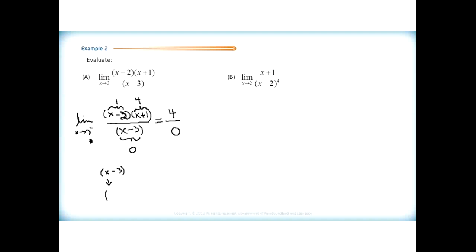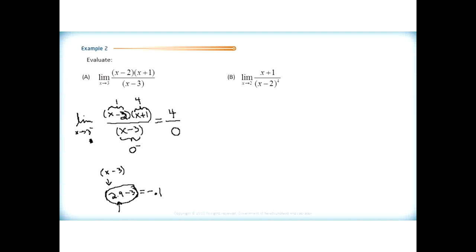So let's say, for example, 2.9 minus 3. That's going to give us a value of negative 0.1. And if I use 2.99, I'll get negative 0.01. But the moral of the story is, as we approach from the left, the number on the left here is always going to be less than 3. So this one will always be less than 3, giving us negative values. So we are approaching 0, but we say that we're approaching 0 through negatives.